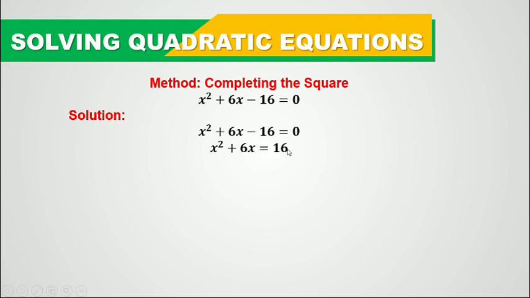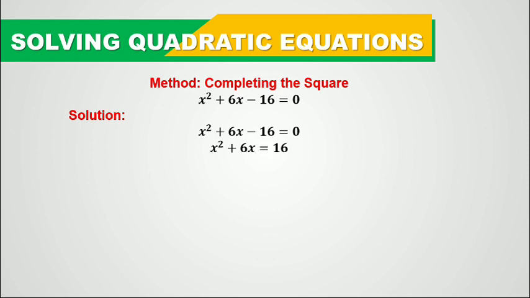And then after that, we have to add a constant to both sides of the equation. So we need to add a number here as well as here, in such a way that the algebraic expression here will be in the form of a perfect square trinomial. Now, how are we going to do that?